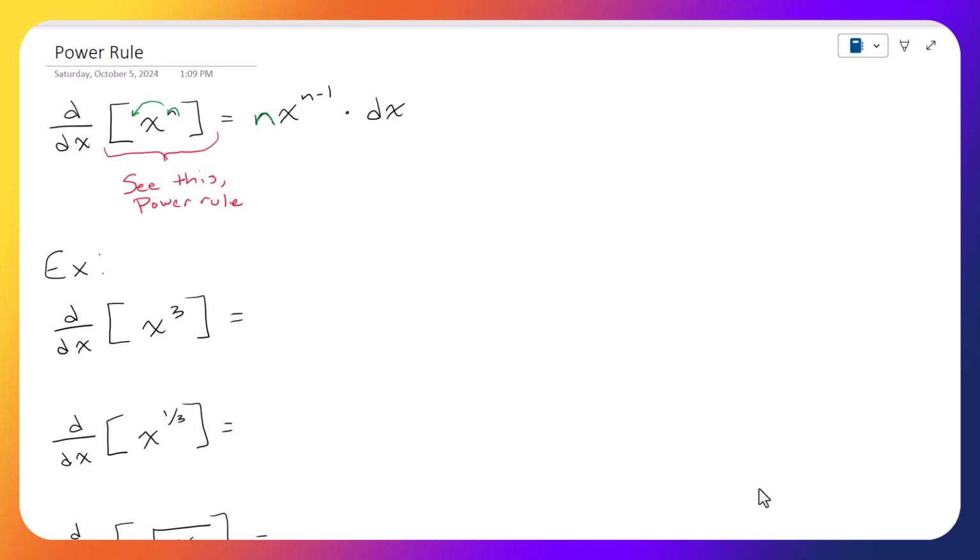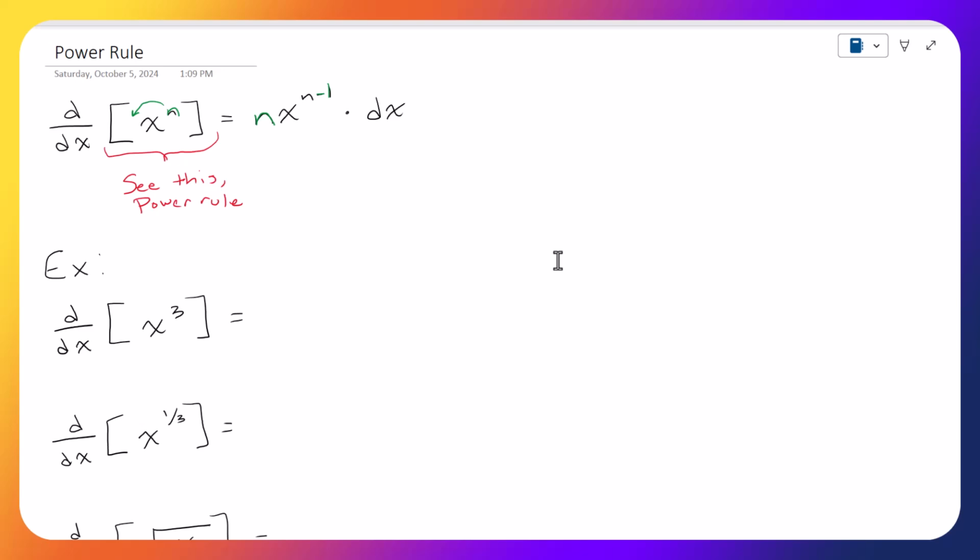And we subtract 1 from our exponent. And then the piece I'm adding, to spiral in the chain rule, is that's also going to be times the derivative of x. Times the derivative of this, this piece right here. So, now let's do some examples.